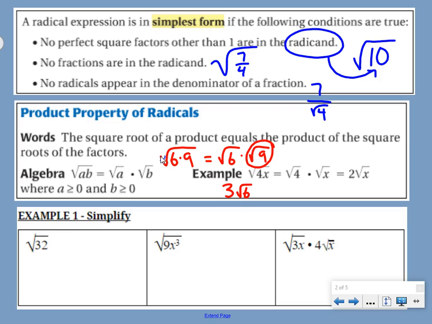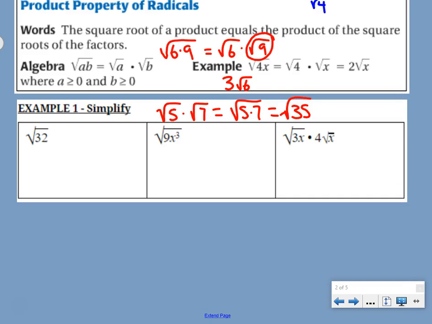This also works the other way. If we have the square root of 5 times the square root of 7, we can rewrite that as the square root of 5 times 7, which is equal to the square root of 35. All right, so we want to use this product property to simplify these radicals. And every time you see that word simplify, when talking about radicals, that means we want it in the simplest form. Okay, so the square root of 32, we want to try and break that down into the product of two square roots, where one of those square roots is a perfect square.